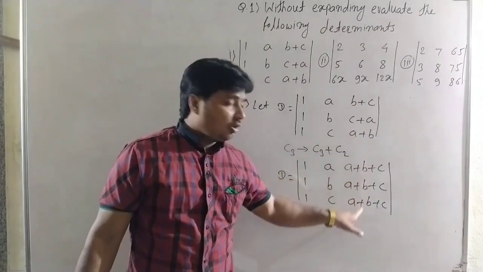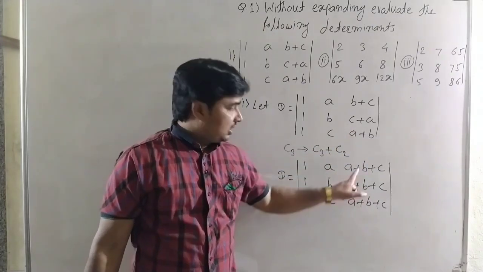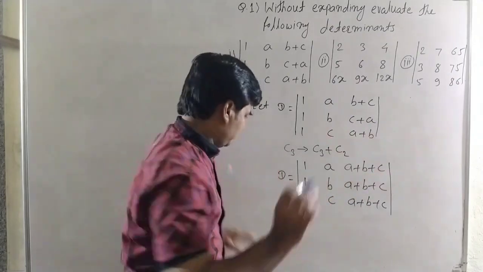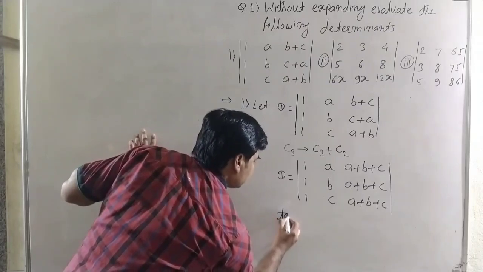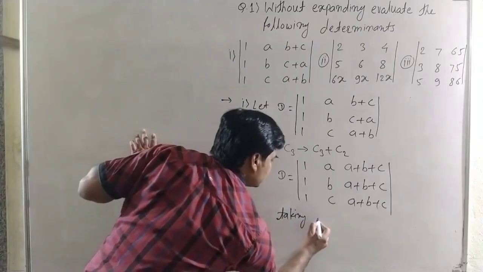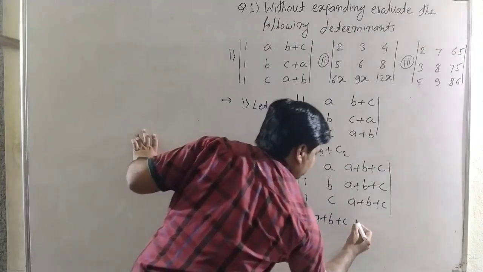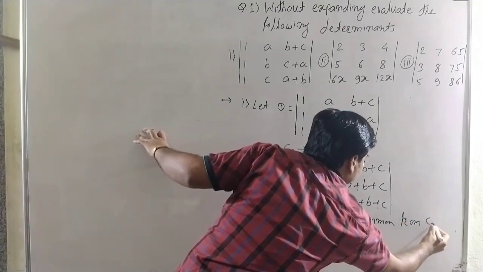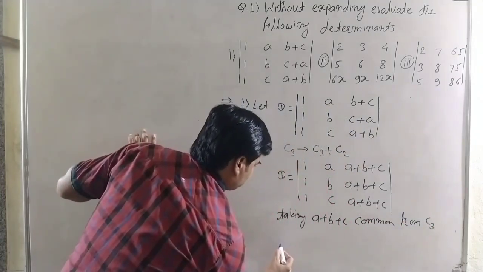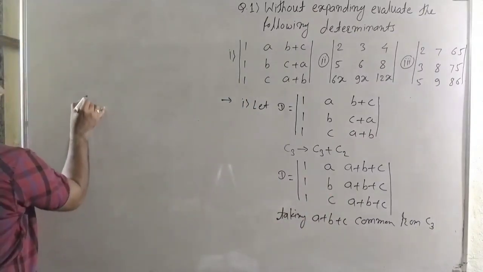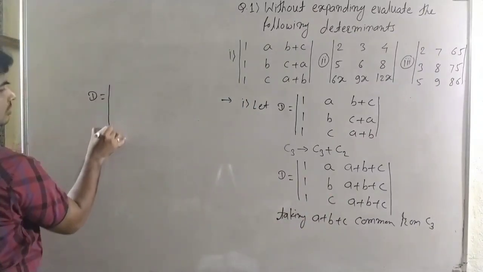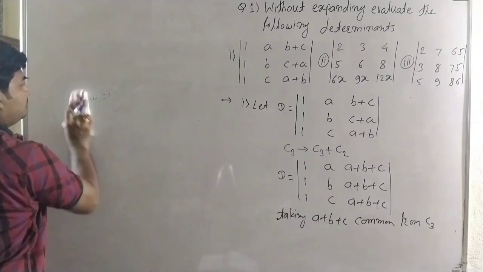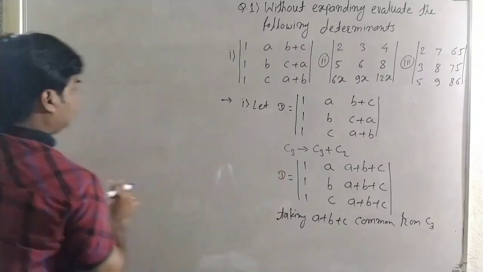So in column 3, we can take the common number A plus B plus C from C3. Then we can write here, therefore, the determinant is 1, 1, 1. Sorry, we can take a common A plus B plus C from column 3.